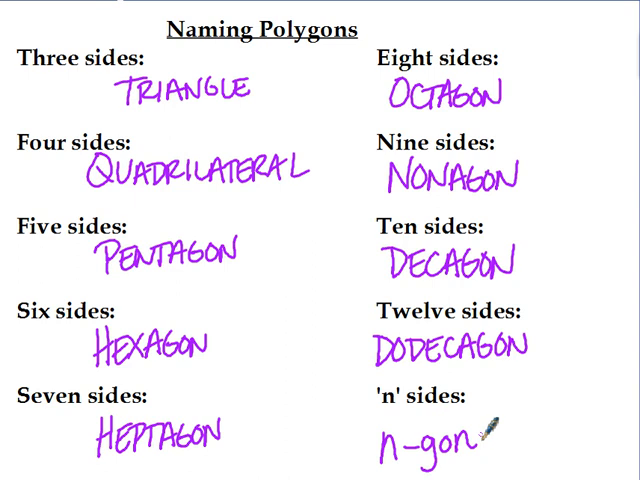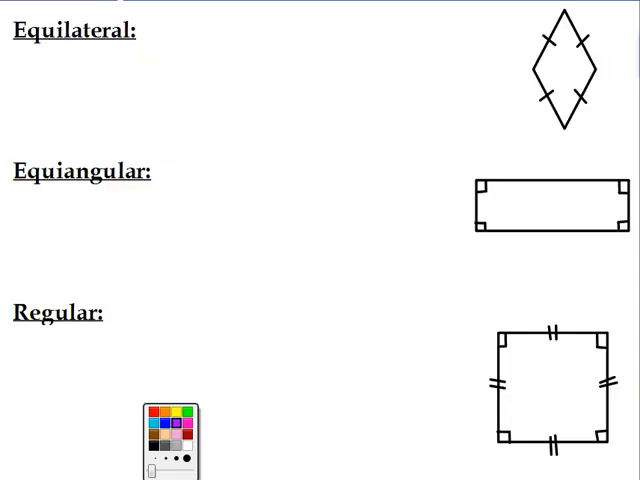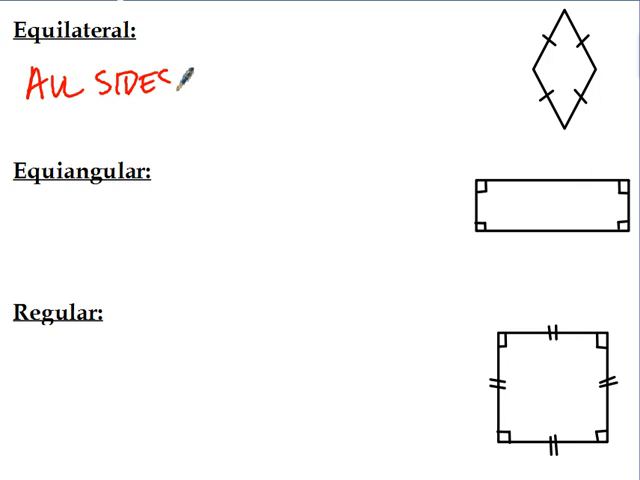Okay, the last vocabulary words here are equilateral, equiangular, and regular. And you can see from the first two, the equa at the beginning, so we know something's going to be equal. The first one, equilateral, this just means that all the sides are equal. And I put an example here of a quadrilateral, a 4-sided figure where all 4 sides are the same. So anything that has all the sides equal, we call equilateral.